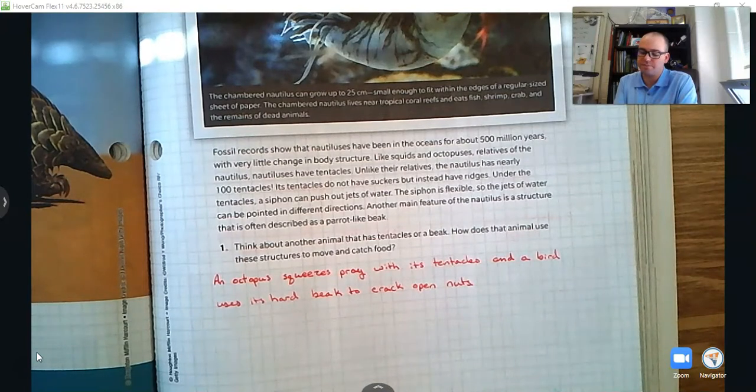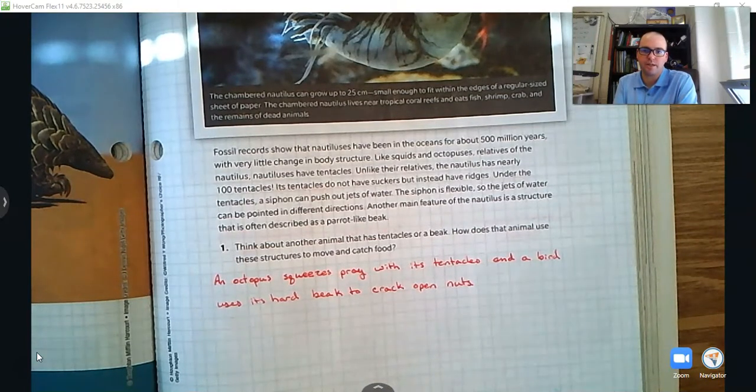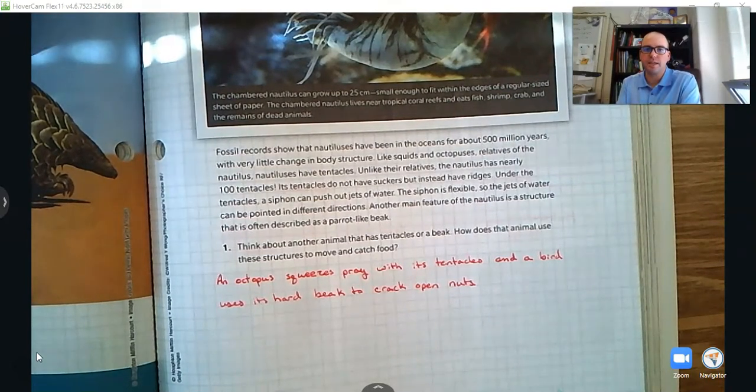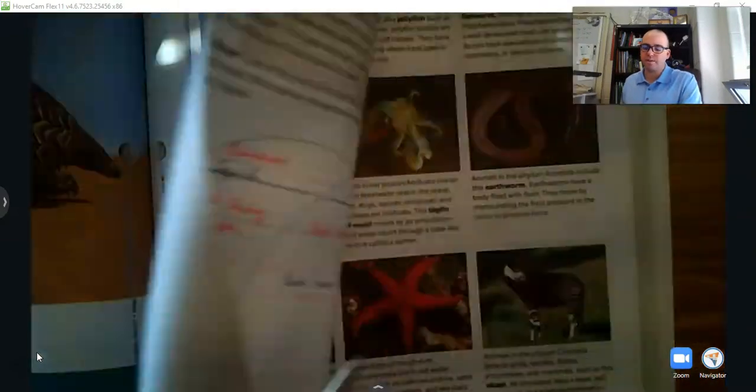Well, an octopus will squeeze its prey with its tentacles. A bird uses its hard beak to get food, maybe crack open a nut or fruit or something like that. So they have similar structures, but they may be used in different ways.